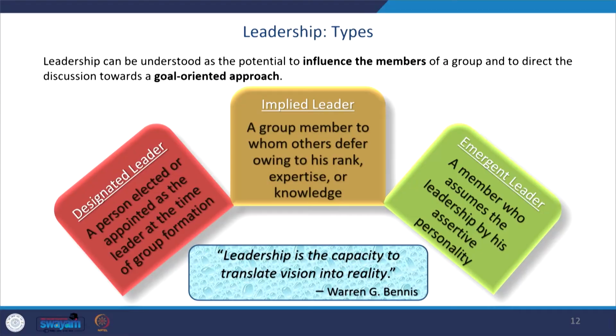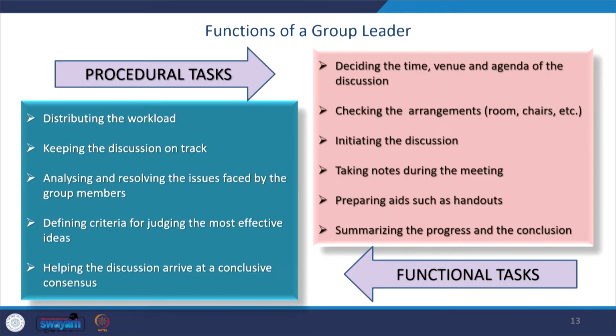Rather, a leader is an emergent one in a GD, a leader who emerges, because a leader is one who tries to pull you out of the turbulent situation. A member who assumes the leadership by his assertive personality and constructive ideas. Let us take a quote here by Warren G. Bennis, who says, leadership is the capacity to translate vision into reality, but true leaders are those who actually try to give forth their constructive suggestions.